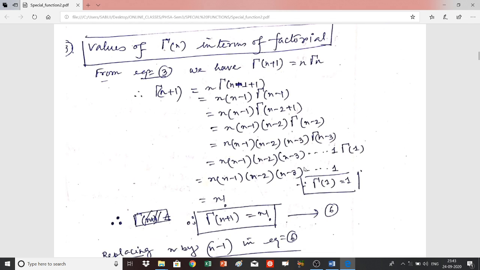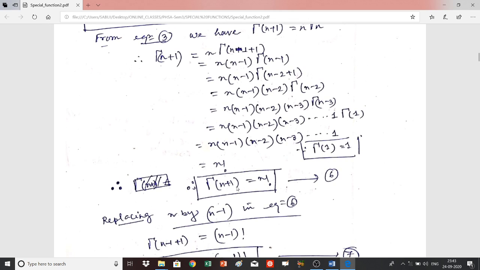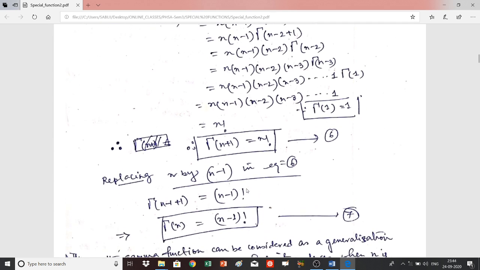So this is completed up to 1, and you know that 1 into 2 into 3 into etc., into (n minus 3), (n minus 2), (n minus 1), up to n will give you factorial n. So gamma n plus 1 is nothing but factorial n. So from here you derive that another form of gamma n plus 1 is equal to n factorial. This is equation 6, and this is also another important relation.